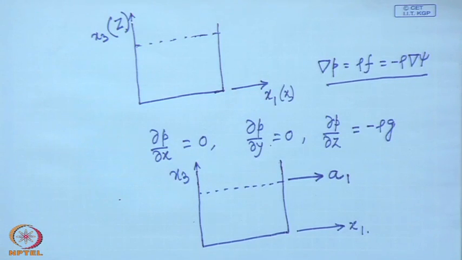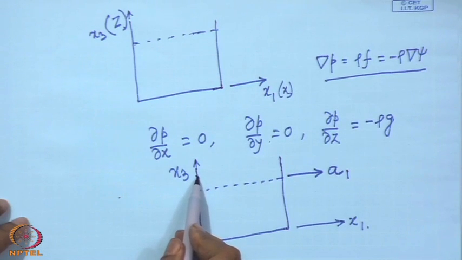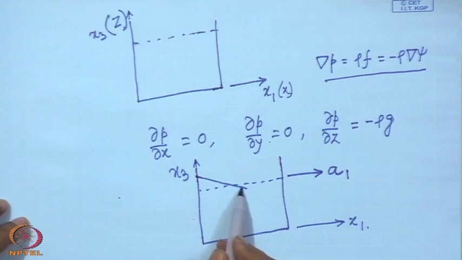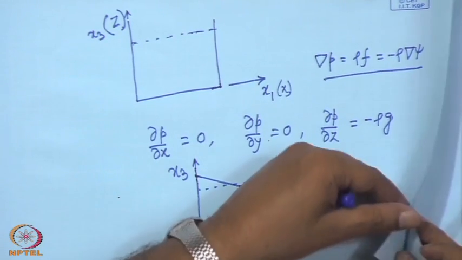So, on one side it will go up, on one side it will come down. In this situation, which side will go up? The opposite side of the acceleration, that is, in this case this side will go up. That means the level surface will be something like this. Okay. Now, let us find out.